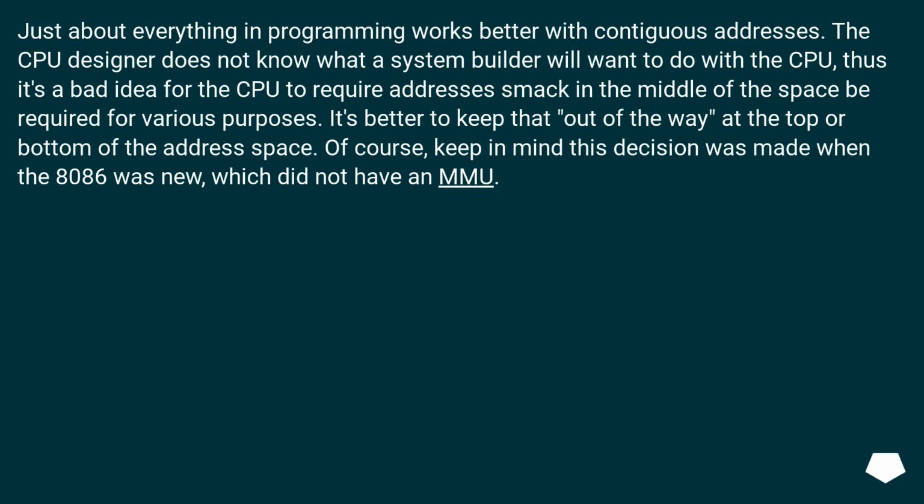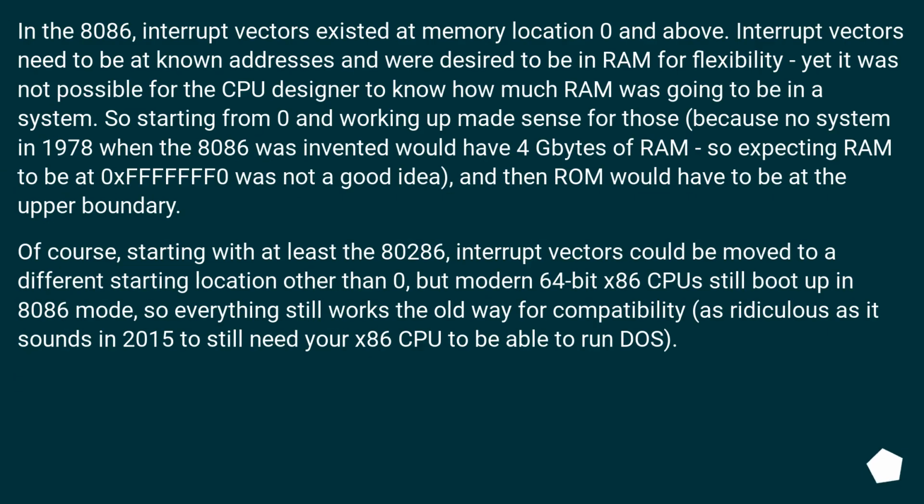Of course, keep in mind this decision was made when the 8086 was new, which did not have an MMU. In the 8086, interrupt vectors existed at memory location 0 and above. Interrupt vectors need to be at known addresses and were desired to be in RAM for flexibility, yet it was not possible for the CPU designer to know how much RAM was going to be in a system.